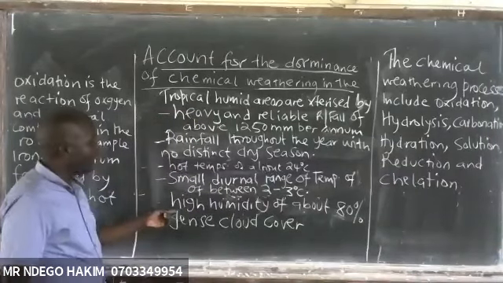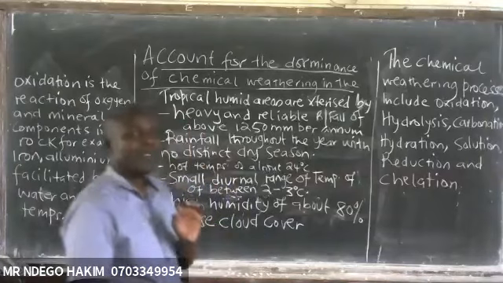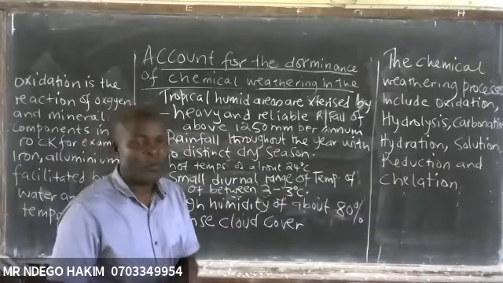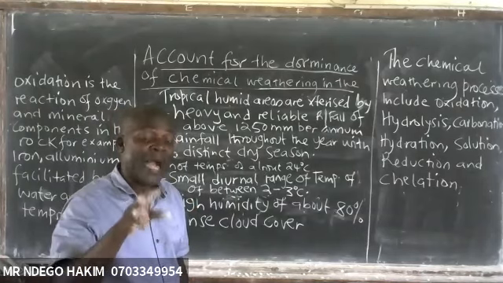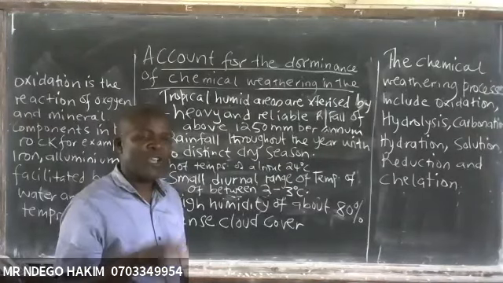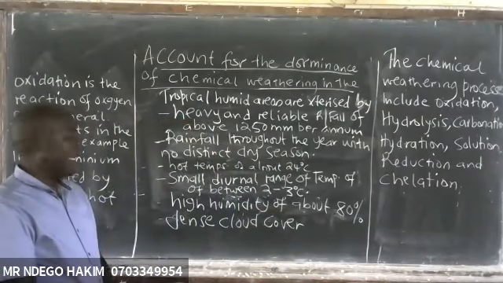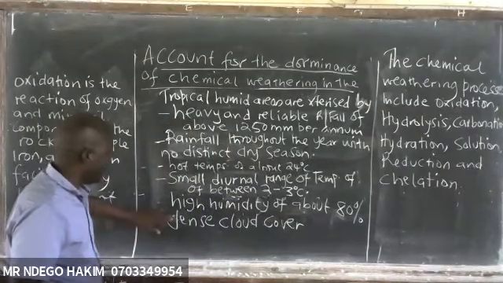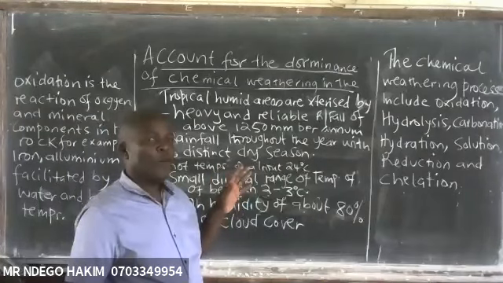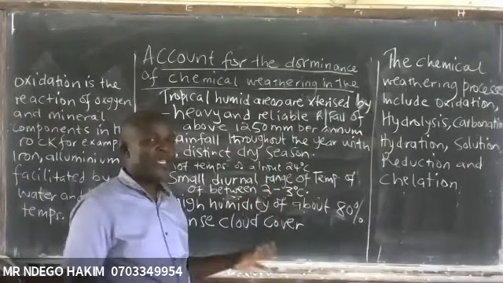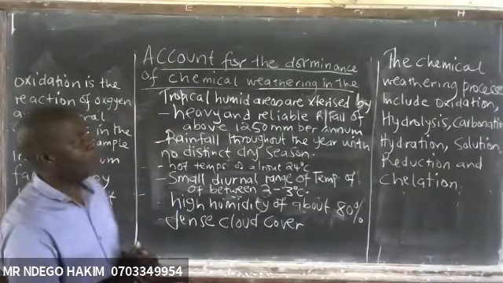These areas are also characterized by high humidity of above 80%. Humidity means the amount of water vapor in the atmosphere. So when an area receives heavy rainfall, the humidity is high because the amount of water vapor in the atmosphere is high. They are also characterized by dense cloud cover. Unlike in semi-arid areas where the cloud cover is very limited, in tropical humid areas there is cloud cover. That's why the diurnal range, the daily range, is small.